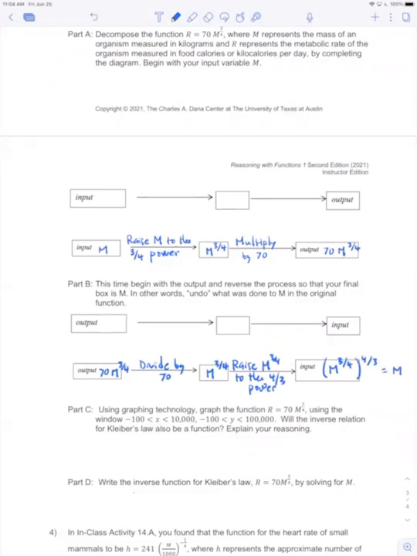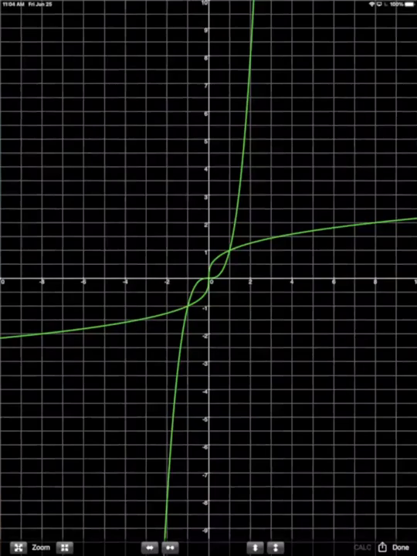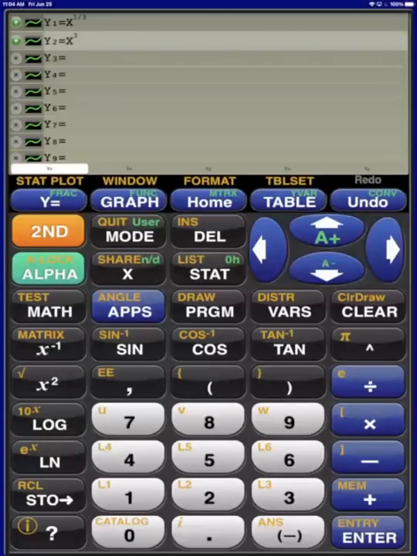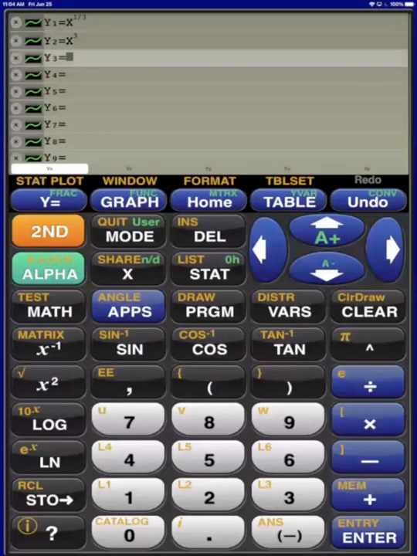So that's part B. Moving on to part C, using graphing technology, graph the function that we've been working with using the window, okay, -100 to 10,000. That's going to be on the x-axis. The y's are going to go from -100 to 100,000. And let's start by doing that. Let's go back to our calculator, go back to our y equals screen. I'm going to even turn those two off and move to the y sub 3 line here. So let's graph 70.